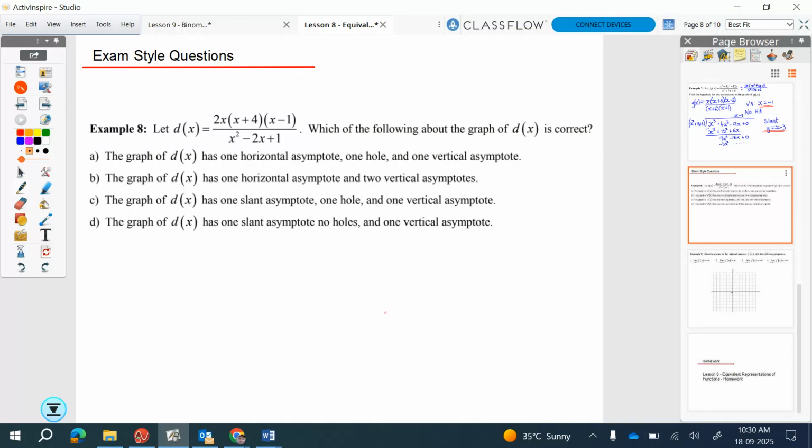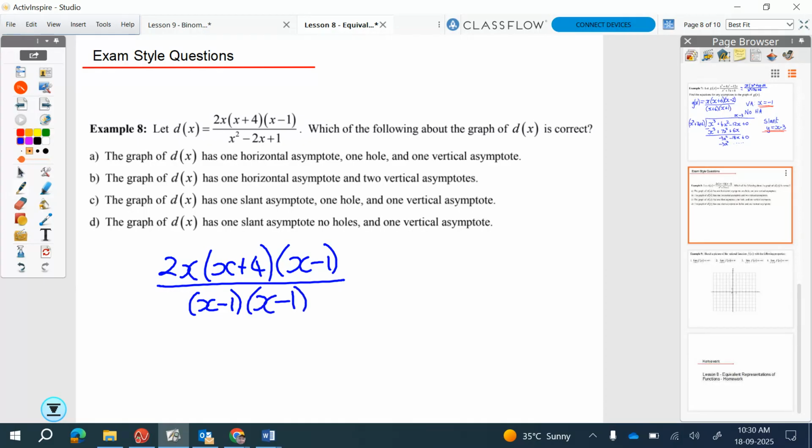In order to identify that, we have to factor the denominator. So for this question, you have to start by factoring the denominator. They've helped us a little bit, and they've factored the numerator. But we are going to need to factor here. That's going to be x minus 1, x minus 1. Let me just check that in my head. Yep, that one's good.